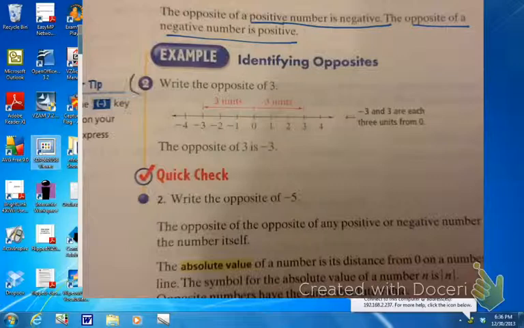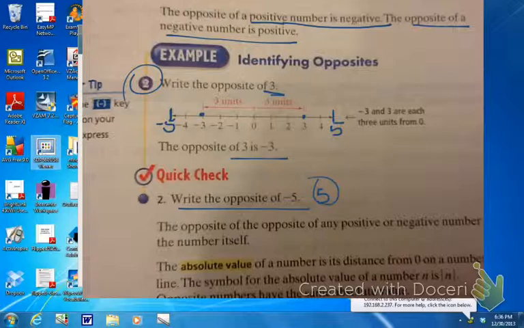So they give you this example down here at number 2. Write the opposite of 3. Well, this is a positive 3. So it would be right here. The opposite would be the same distance from 0, but in the opposite direction, which would give you that negative 3. So 3 is the opposite of negative 3. So if you were to write the opposite of negative 5, which would be over here, then you would find that positive 5 on the opposite side. So that would be the answer.